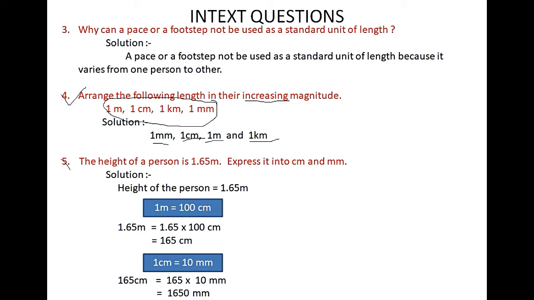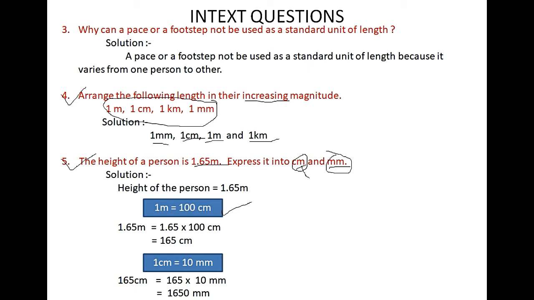The height of a person is 1.65 meter. Express it into centimeter and millimeter. They have given a value in meter and ask us to find it in centimeter and millimeter. So which calculation do we want to do first? We have a formula connecting meter and centimeter, and with this formula we can easily find the relation between centimeter and meter.